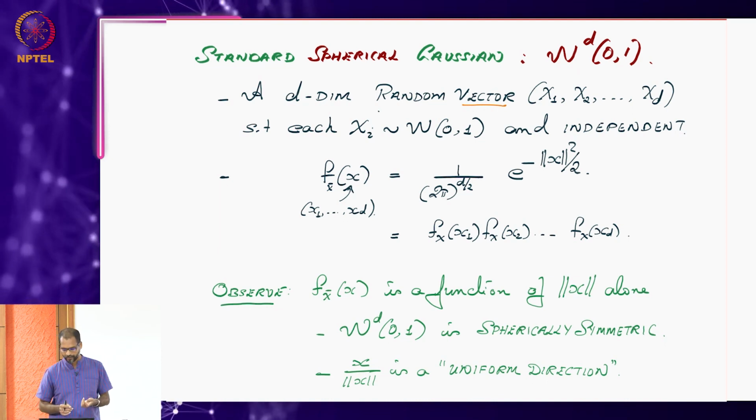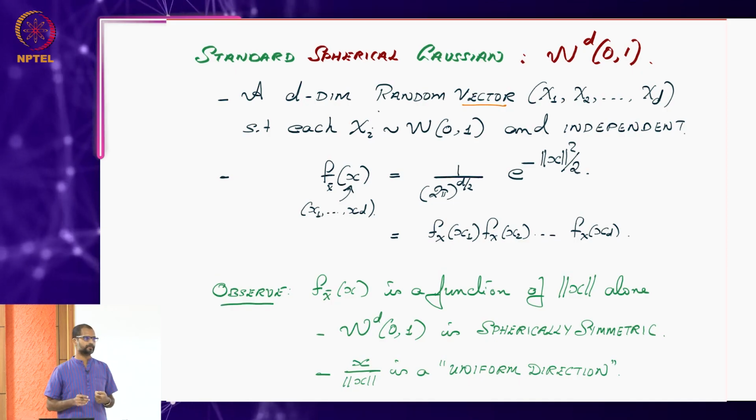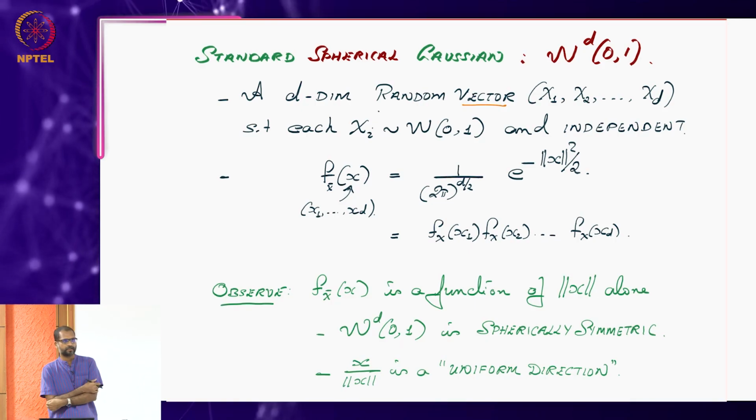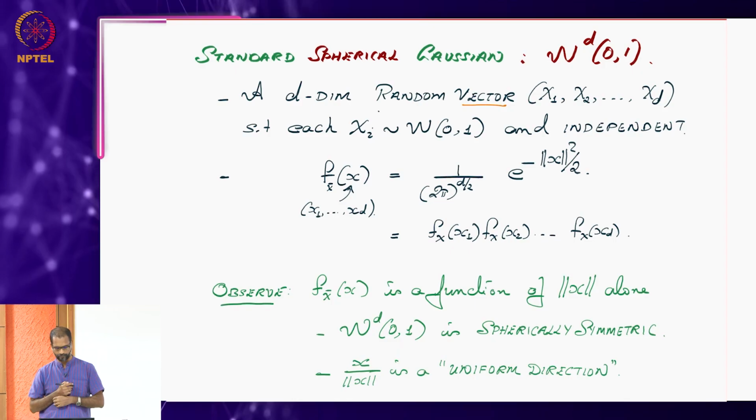Now, what is a random vector? Each entry in this list is now a random variable. So, that is what a random vector is. Fairly easy object to define. Each entry is a random variable.